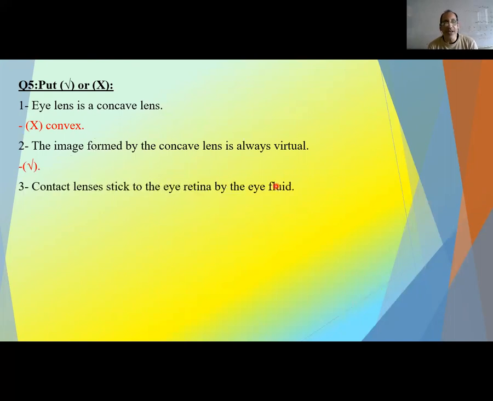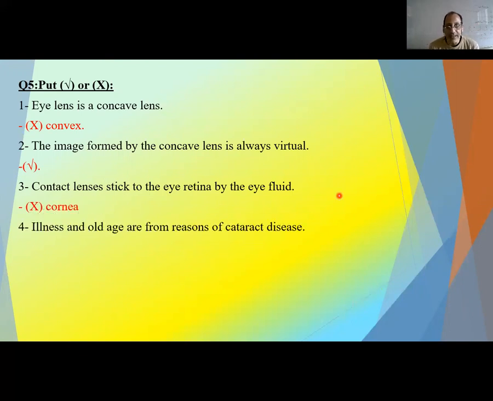Contact lens stick to the eye retina by the eye fluid. On the face of the question it seems fine, it does stick with the eye fluid, but to the eye retina, this is the point, the trick. It stick to the eye cornea. Let's pay attention to the words in the middle. Illness and old age are from reasons of cataract disease. Of course, this is very true. Another one, it may be inherited from parents, our previous generation. Also it can be due to the side effect of the drugs.